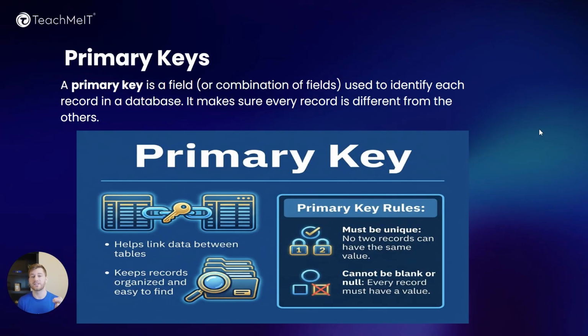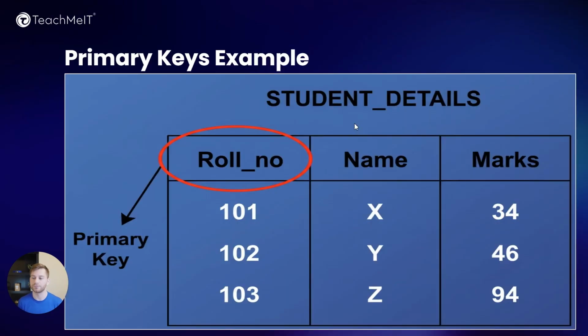A primary key is a very, very common and misunderstood topic in databases. A primary key is a field or a combination of fields used to identify each record in a database. It helps us make sure every record is different from others. Here's a picture in an image of a primary key. So primary key helps us link data between tables, keeps records organized and easy to find, and a primary key must be unique. So no two records can have the same value. It also can't be blank. Every record for a primary key has to have a value.